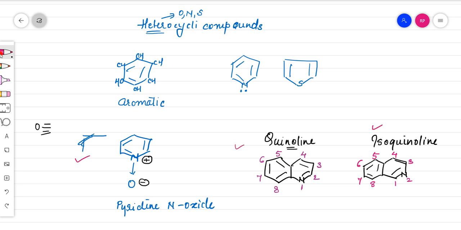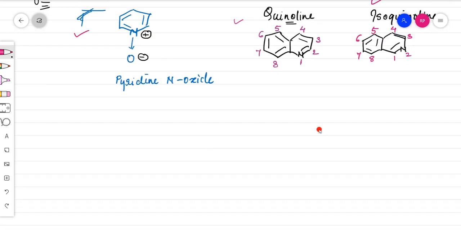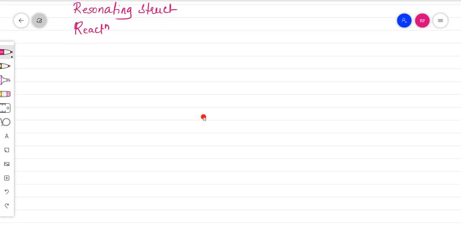Pyridine, quinoline, and isoquinoline. So what exactly we are going to do is, we are going to study all these compounds in the form of their preparations. Okay, we will study the resonating structures. Fine, resonating structures, and we are going to study their reactions. Is that clear to you? So we will be taking one by one compound and studying each one. Fine. So let's start with the simplest one. Let's go for pyridine. Okay. So pyridine N-oxide, sorry. Hmm?